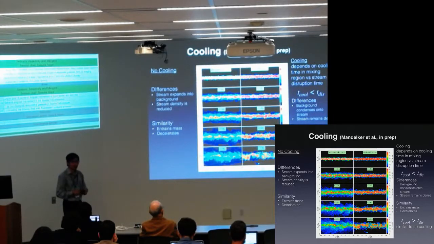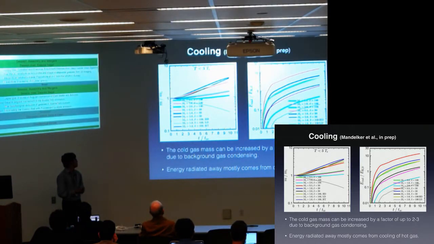However, if the cooling time is greater than the disruption time, then cooling is not very effective, so it is similar to the simulations without cooling. Because the background is condensing into the streams when the cooling is efficient, the cold gas mass in the streams can be increased by a factor of up to 2 to 3 times the original values. You can also see the energy radiated, which mostly comes from this cooling of the hot gas. And you can see one line in the mass plot that goes down. This is the simulation where the cooling time is larger than the disruption time, so the cooling is not very effective.